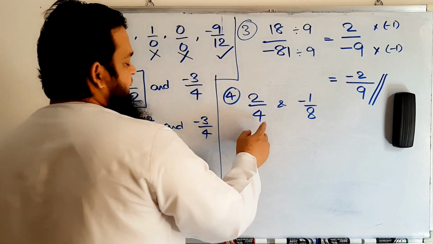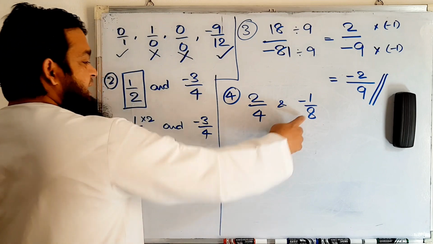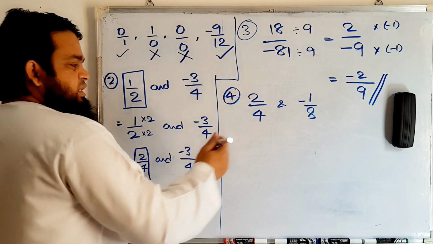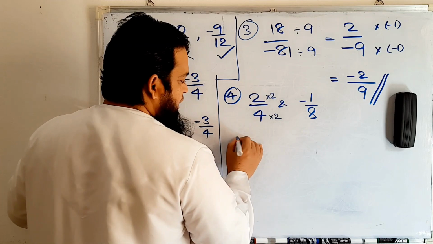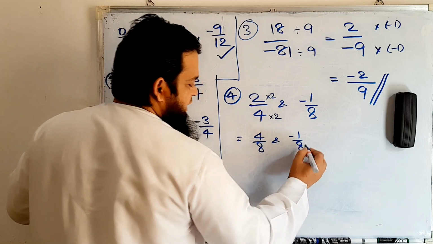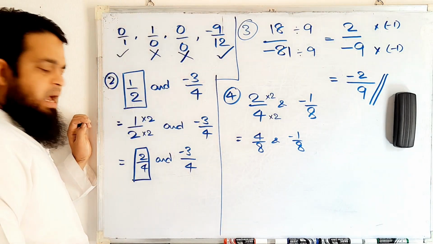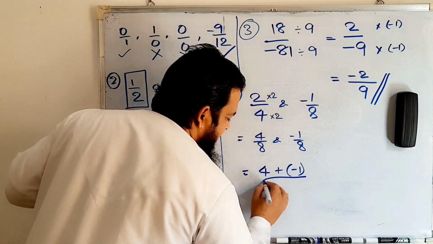It is evident that the least common multiple is 8. So let us change the first one by multiplying with 2 in numerator and denominator. That equals 4 by 8 and minus 1 by 8. They are asking us to add, so let us add 4 plus minus 1 by 8.